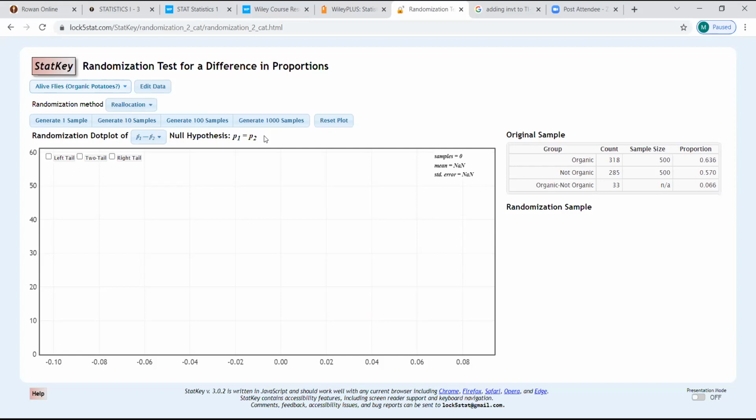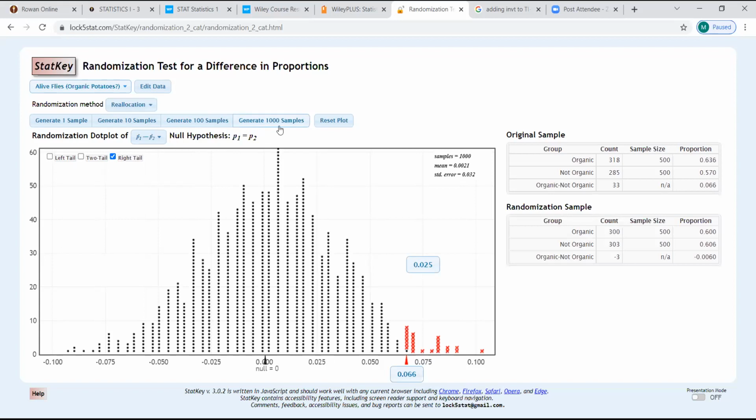So since it's a greater than problem, remember the alternative hypothesis determines whether we have a left tail test, a right tail test, or a two tail test. Since the alternative hypothesis has a greater than symbol, we're going to do a right tail test. And I'm going to generate 1,000 of these.